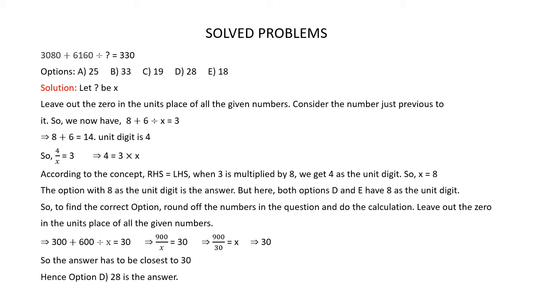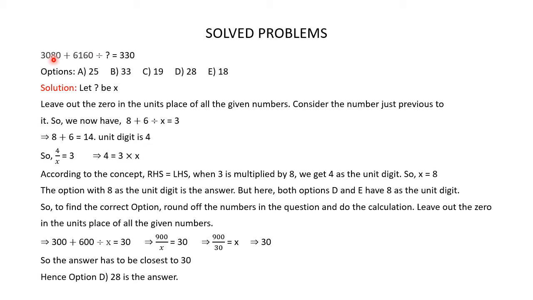Now let question mark be x. Since the unit digit of all these numbers is 0, we'll leave out the 0 in the unit place of all the given numbers. Consider the number just previous to the 0. So now we have 8 plus 6 divided by x is equal to 3.